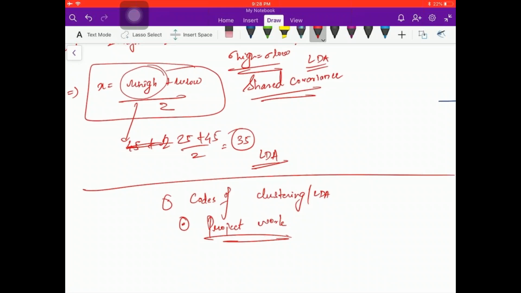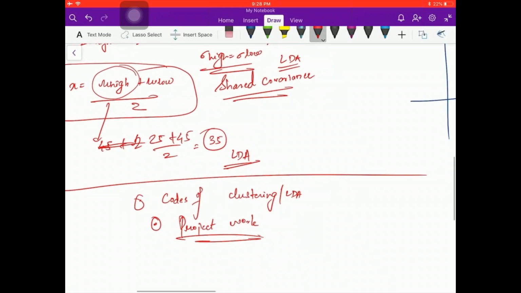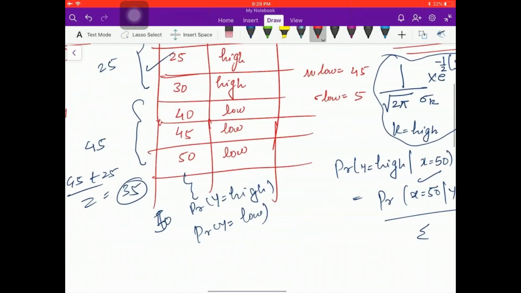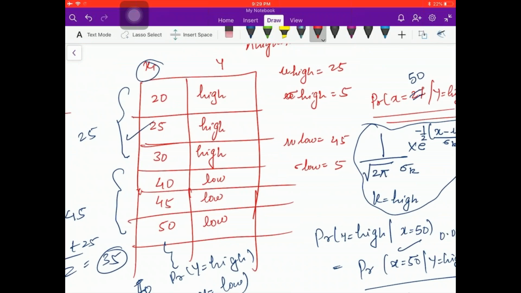See, don't mix up two definitions. Clustering is different. I've explained to you clustering is different. Clustering is unsupervised learning, right? Clustering has nothing to do with LDA. Maybe there's a confusion here because I've never mentioned decision boundary earlier, but right now I've mentioned a decision boundary here.